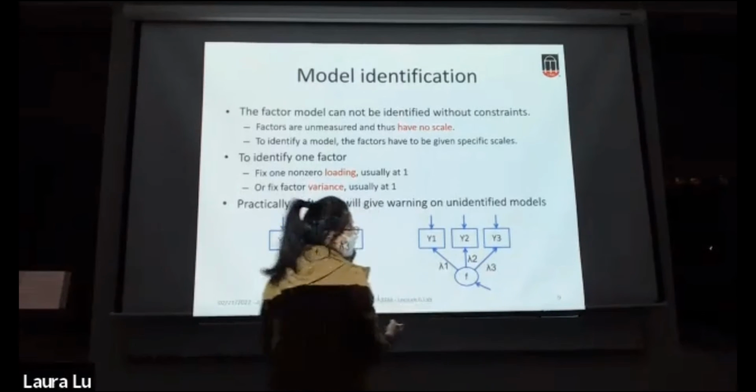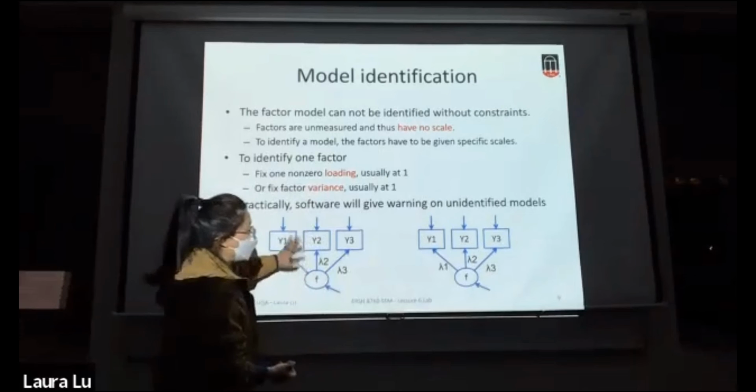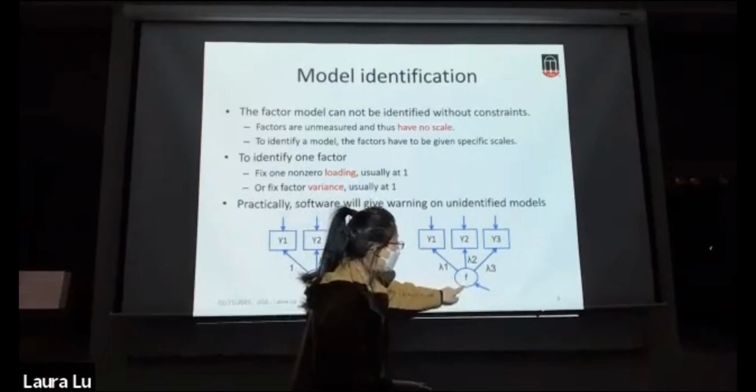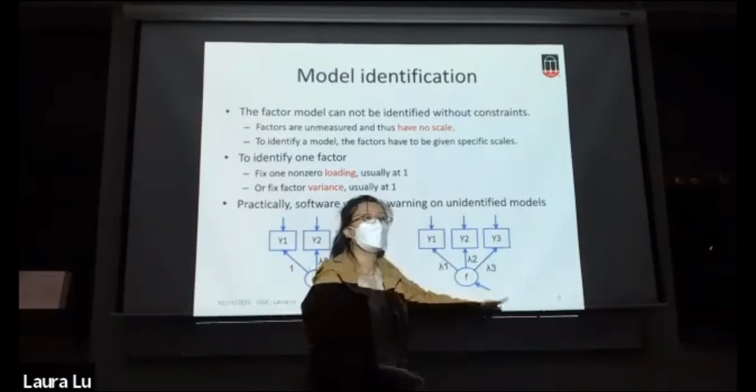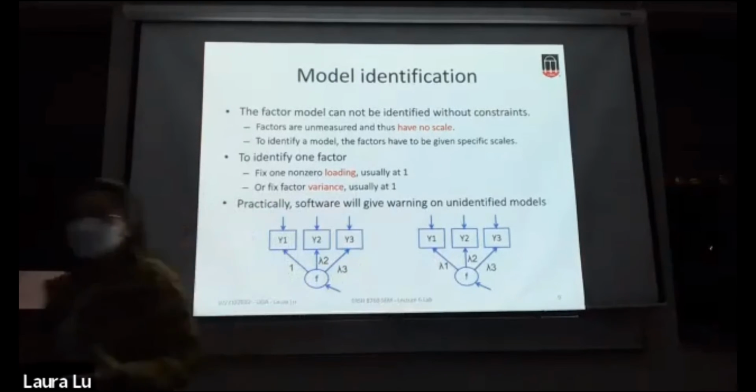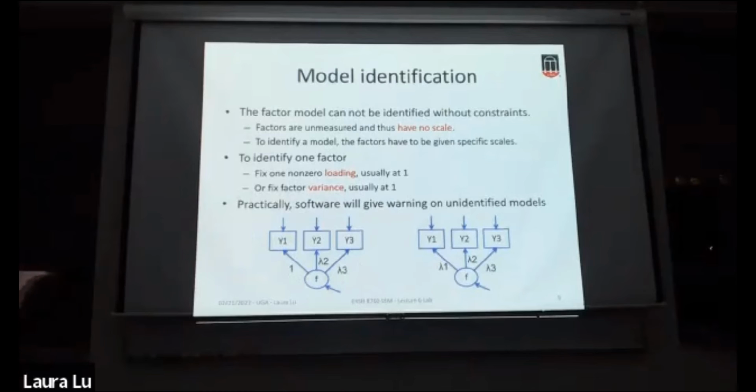So either by using this method or by fixing the variance of the latent variable f at 1, we do the model identification. But you have to choose one. You have to identify a model by either fixing lambda at 1 or the variance of the factor at 1.